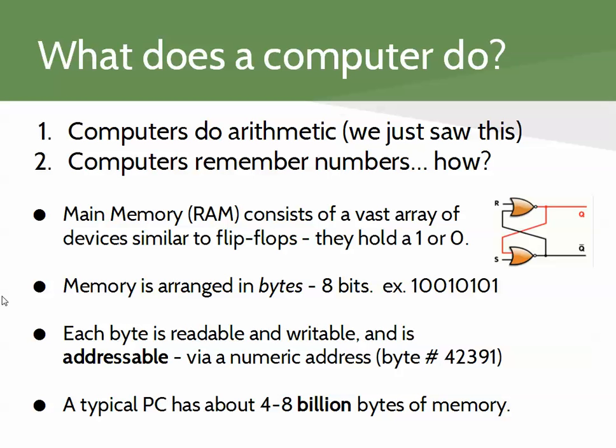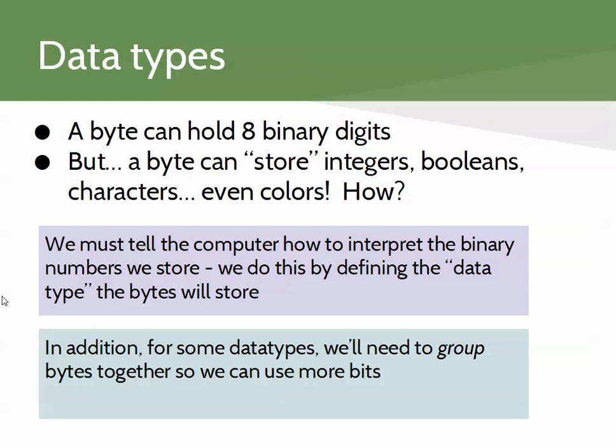Now, bytes with 8 bits are somewhat limited. They're just a sequence of 8 binary digits. But somehow, and we've talked about this early on in the first 2 modules, a byte can store integers, but it can also store booleans and characters and even color values and strings and all sorts of different data. And the question is, well, how?